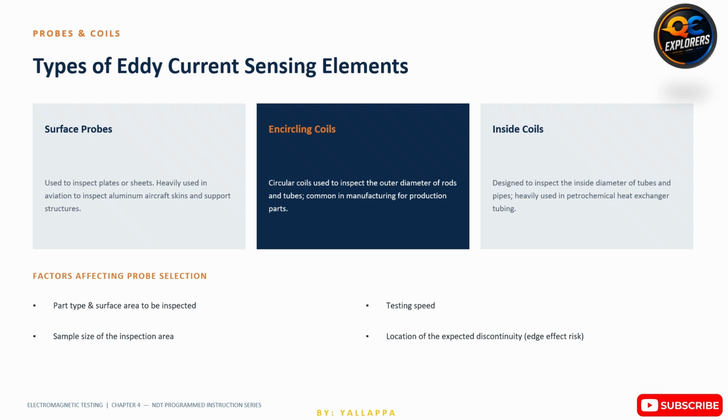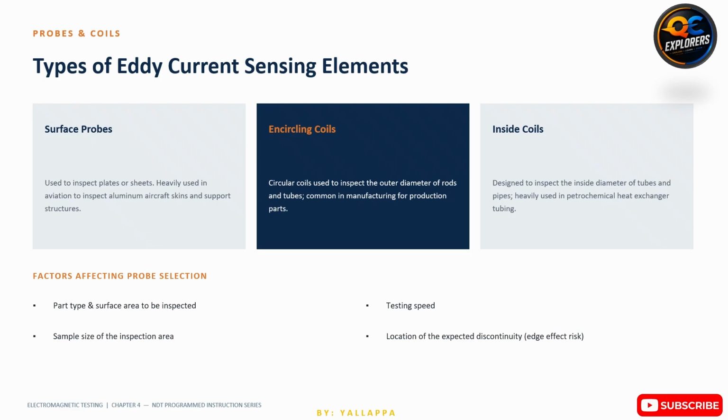The slide also highlights several factors that influence probe selection. The first is the type of component and the surface area to be inspected. Large flat surfaces require different probes than small diameter tubing or complex geometries. The second factor is inspection speed. Automated production environments often require encircling coils for continuous inspection, while detailed maintenance inspections may require handheld surface probes.